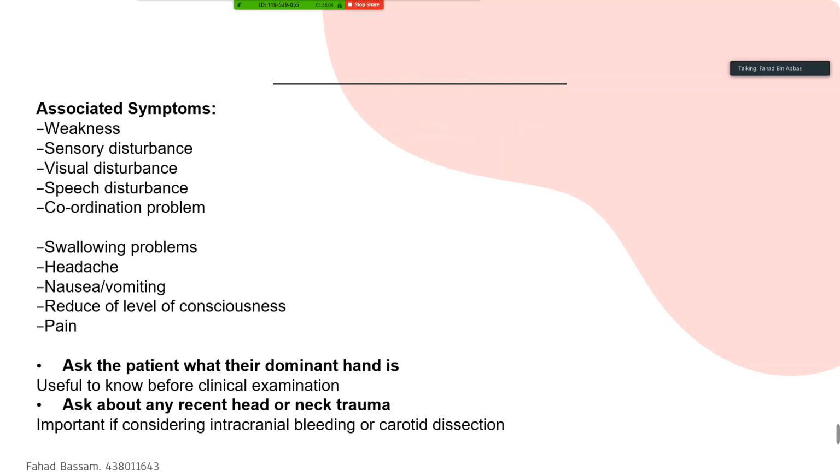There are specific associated symptoms that are related to stroke, just like weakness, sensory disturbance, visual disturbance, speech disturbance, and even coordination problems. And headache, usually just like a cephalic migraine, nausea, vomiting, and a reduced level of consciousness. And we can also ask the patient which hand is more dominant than the other, and if he had any head or neck trauma that could lead to stroke.